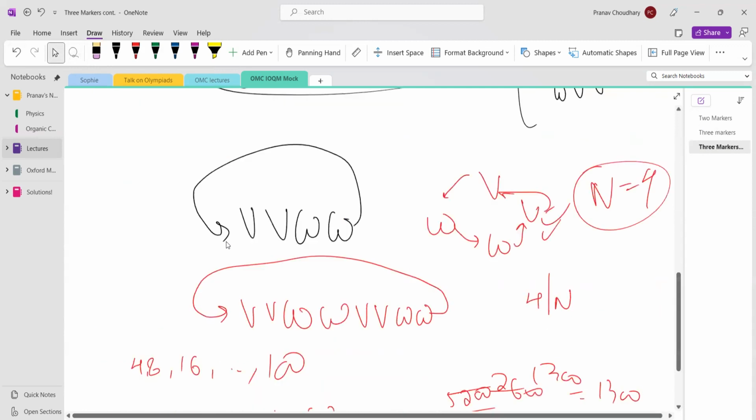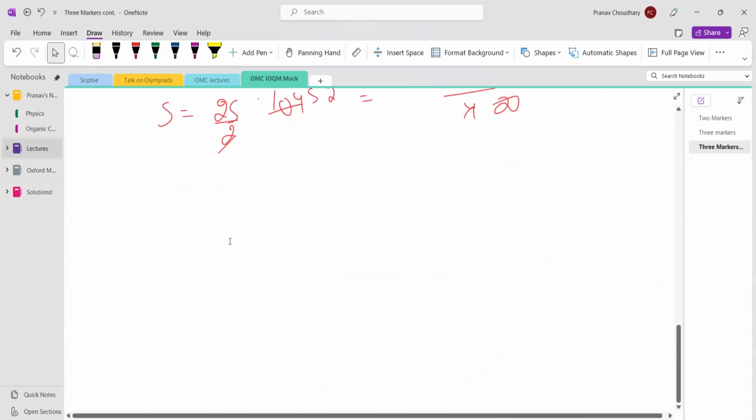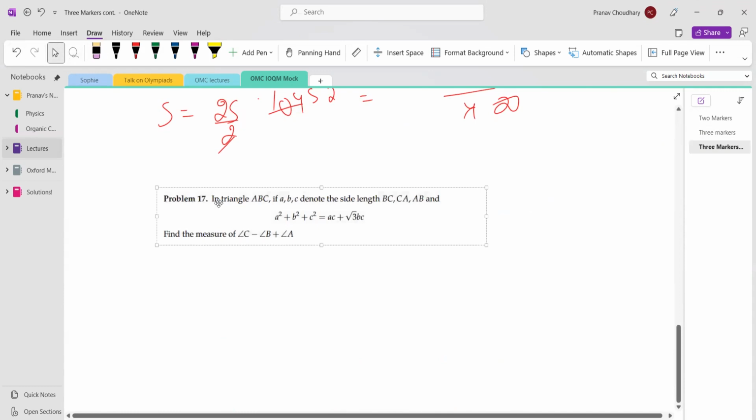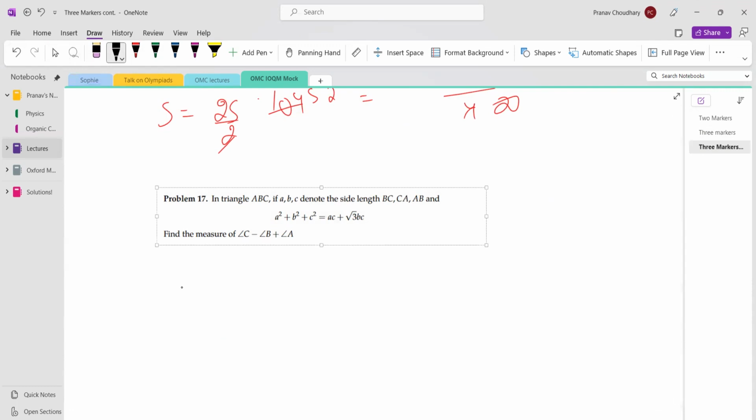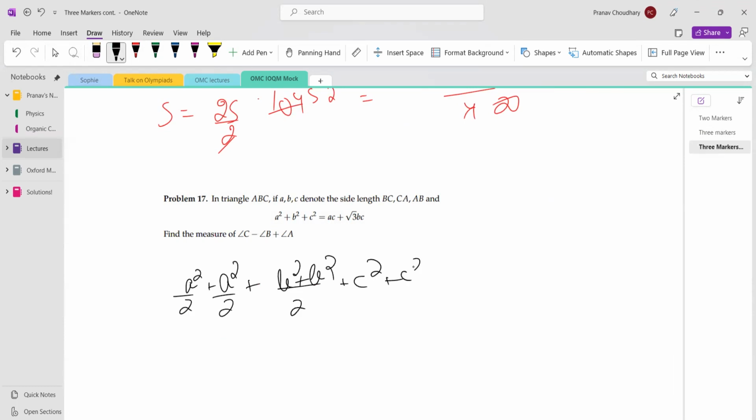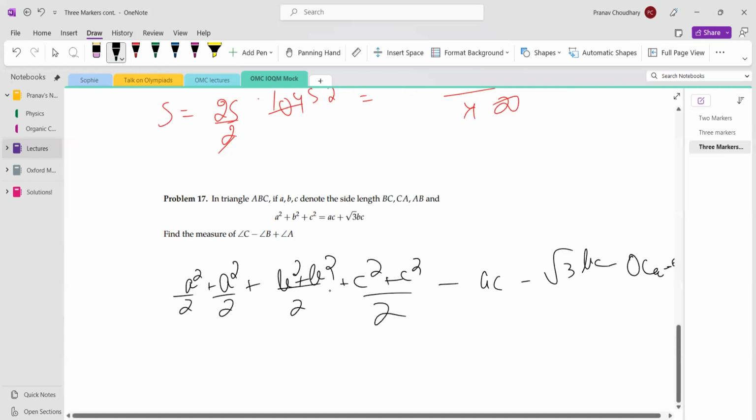Problem number 17. This problem was a nice problem. When I was trying this problem, I was trying it with another person and it took a lot of time. So see, one thing to try here is, this looks like the cosine rule, right? You can write stuff like a square by 2 plus a square by 2 plus b square plus b square by 2 plus c square by 2 minus ac minus root 3 bc minus 0 ca equals to 0.